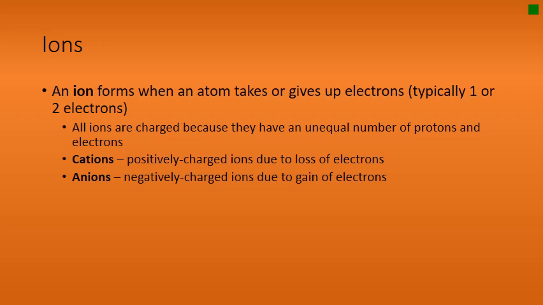By definition, a cation is a positively charged ion. That means that the atom had to have lost one or more valence electrons. Cations are usually formed by metals. Anions, on the other hand, are negatively charged ions. These ions are formed when atoms gain one or more valence electrons.